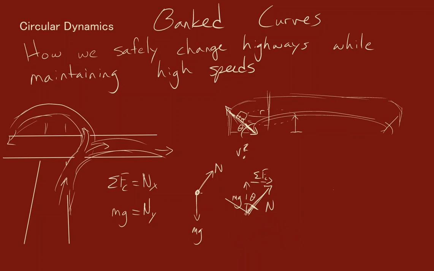And now we can take our two equations and start substituting. So we get mv squared over r is equal to the x component of the normal force, which is normal sine theta.